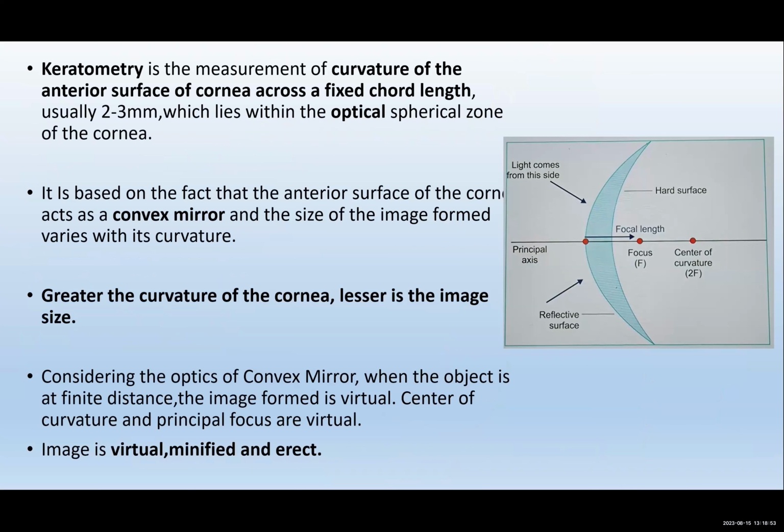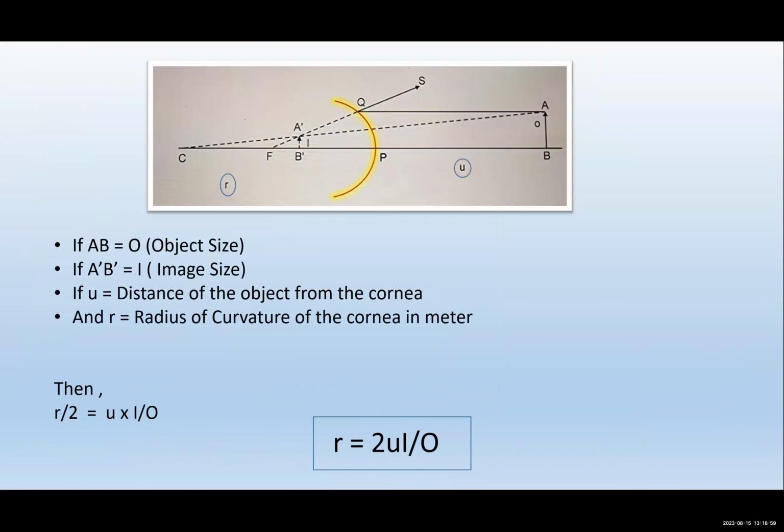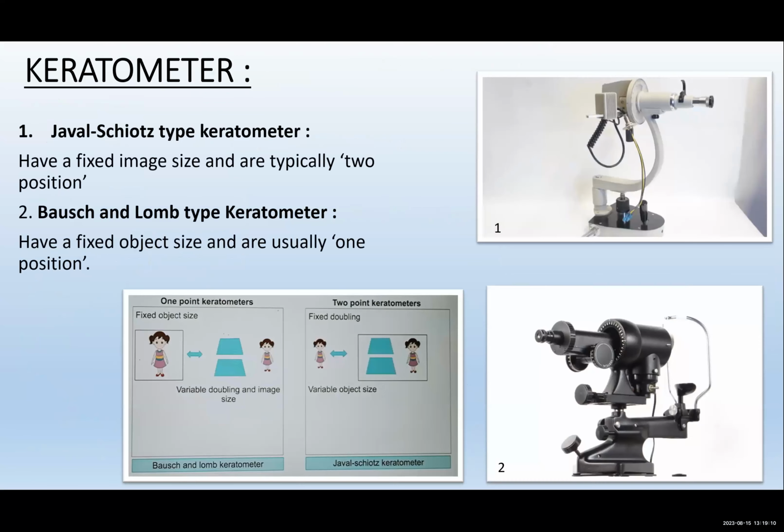So coming to keratometry, keratometry is a measure of the curvature of the anterior surface of the cornea across a fixed spot length. As we all know, the cornea acts as a convex mirror, and because of this, we use this. If we know the difference between the object size and the image size, and keep the distance of the object from the cornea constant, we can find the radius of curvature. We can use it for the two types of keratometers, basically Javal-Schiotz and Bausch and Lomb.